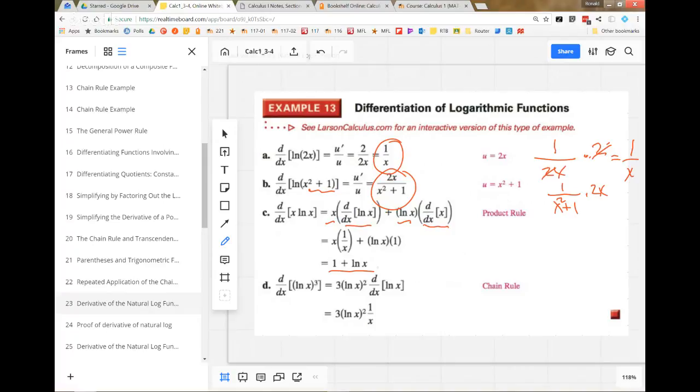Part D, we have kind of an enveloped one. We have to find the derivative of the natural log of x, cubed. First we have to do the outer function, which is that cube. So we do the power rule: 3 times the natural log, and we reduce the power by 1. And then because the natural log is embedded in there, the inner function, we have to multiply by the derivative of the natural log of x, which is 1 over x.